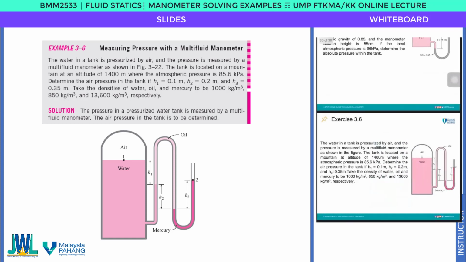If H1, H2, H3 are given, the densities of water, oil and mercury are given as 1000, 850 and 13,600 kilogram per meter cube respectively. So this is the numerical that we need to solve now. So let's go to the solution.